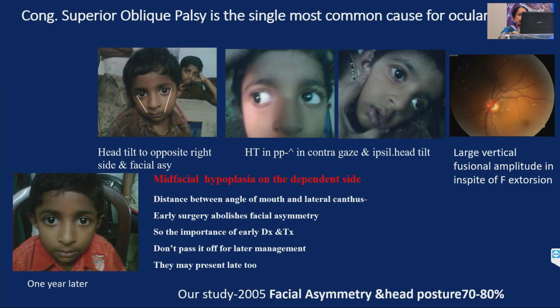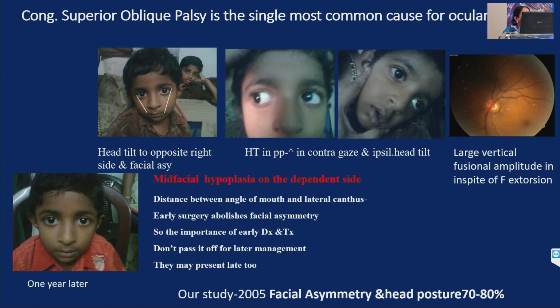So coming to paralytic strabismus, congenital superior oblique palsy is the single most common cause for ocular torticollis, which I did not believe during the initial stages of my post-graduation. But now I see and I agree totally that it is the commonest paralytic strabismus which we strabismologists come across.